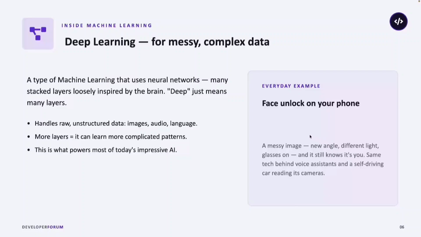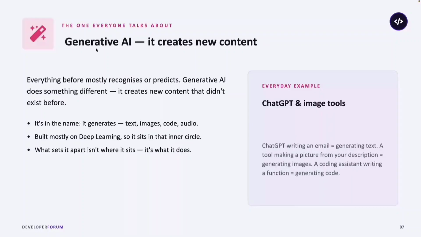Quick summary of the nesting so far. Deep learning is a kind of machine learning, and machine learning is a kind of AI. Small circle inside a bigger circle, which is again inside a bigger one. Which brings us to the term you have probably heard the most lately, which is generative AI. Here's the key idea, and it's right there in the name.